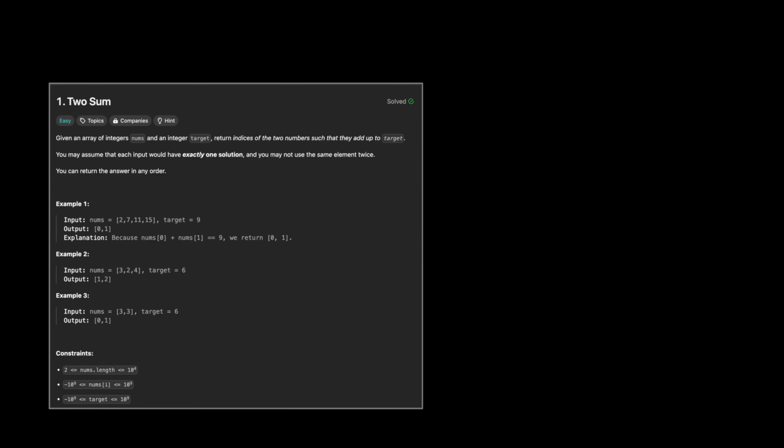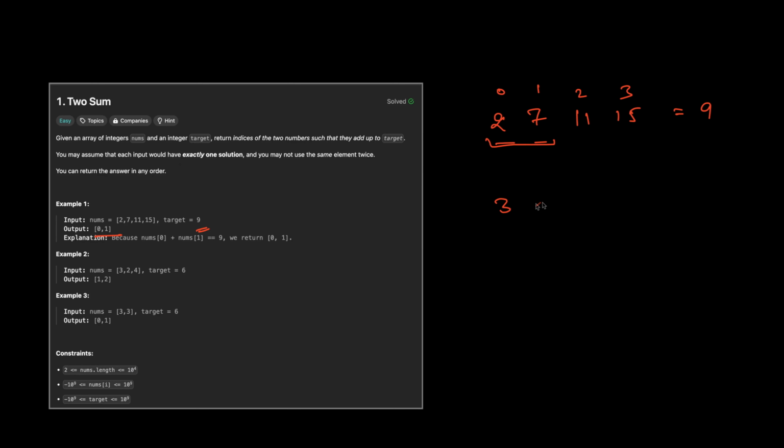So let's talk about these inputs a bit. We have 2, 7, 11 and 15, and what we are looking for is 9. So any two numbers whose sum equals 9. From here we can clearly see indices 0, 1, 2, 3. The first two numbers add up to 9, and that will be the result. So 0 1 is the result.